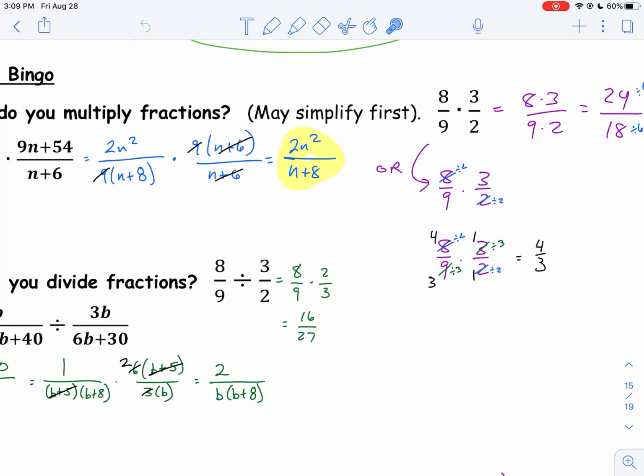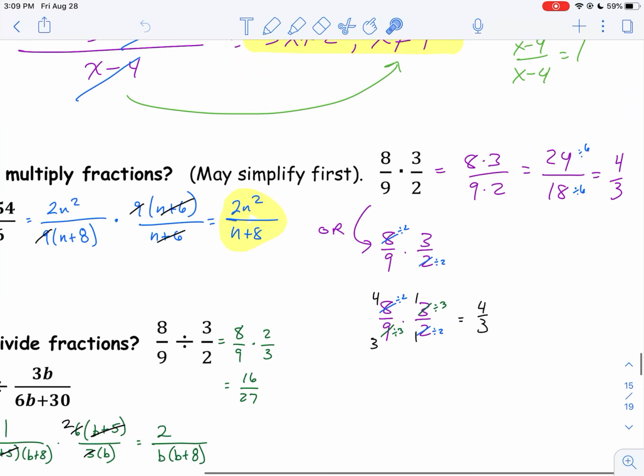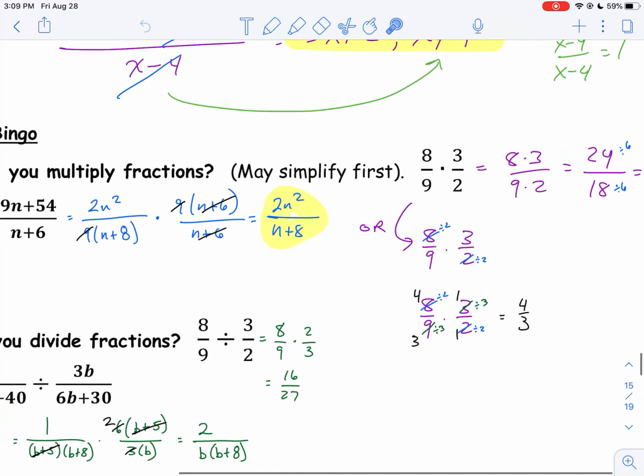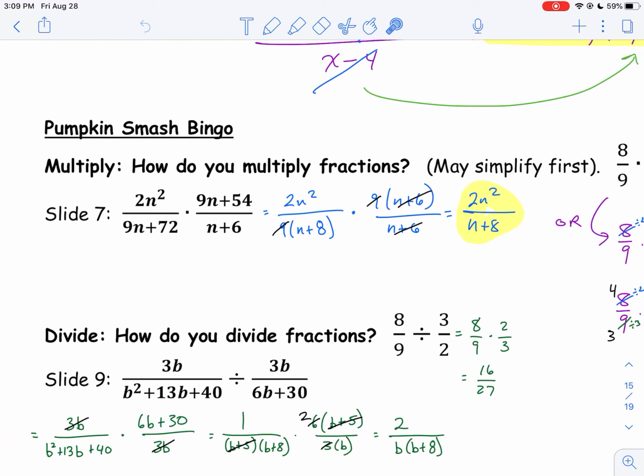Or we could simplify first. You see we've got 8 and 2. We can divide 2 out of both of them. Then we've got 3 and 9. We could divide 3 out of both of them. That leaves me with 4 and 1, 3 and 1. My final answer is 4/3. Either way, you see we divided by 6 here. Here we divided by 2 and 3. So that's dividing by 6. All right. We do the exact same thing with the algebraic equation.